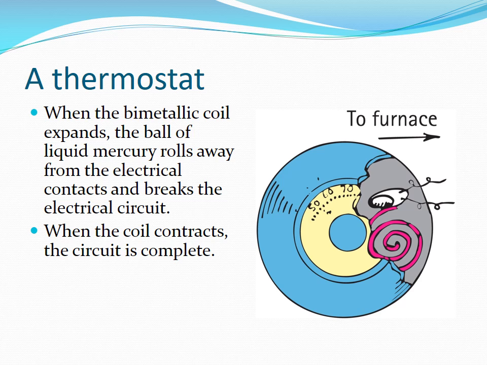Bimetallic strips have long been used in thermostats. When the bimetallic coil expands, the ball of liquid mercury rolls away from the electrical contacts and breaks the electrical circuit. When the coil contracts, the circuit is complete and the furnace turns back on.